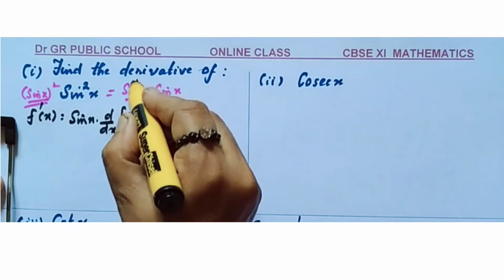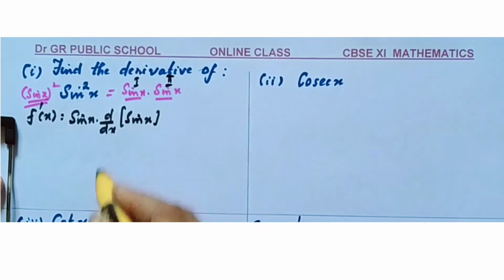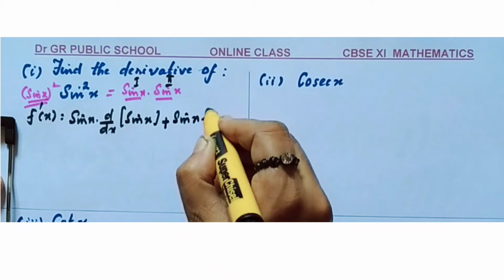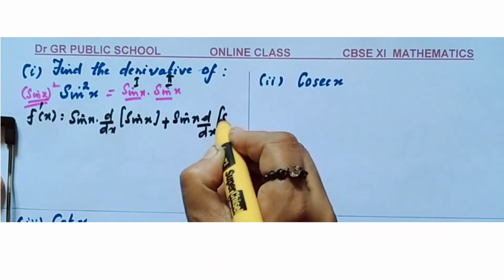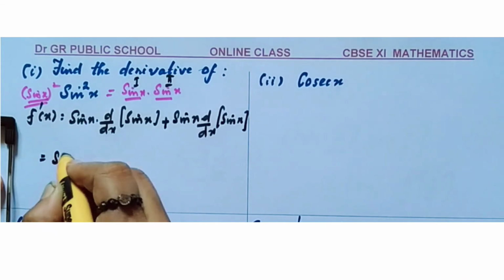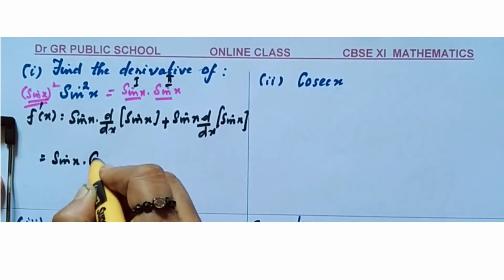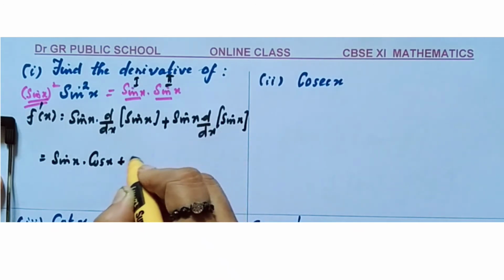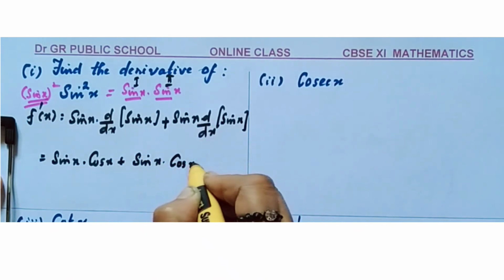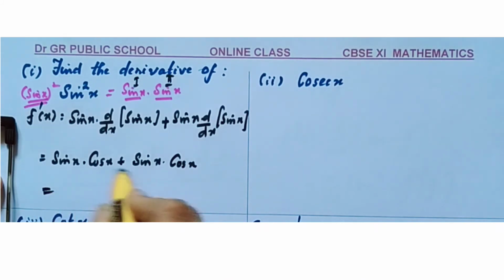You can think of this as the first function, this as the second function. Then plus the second function sine x into the derivative of the first function sine x, equals sine x into, what is the derivative of sine x? Cos x, plus here also sine x into the derivative of sine x, cos x. So sin x cos x plus sin x cos x means 2 times sin x cos x. That is the answer.